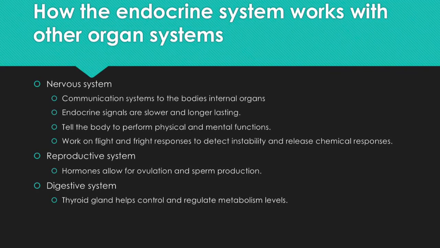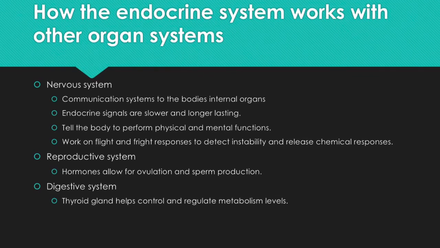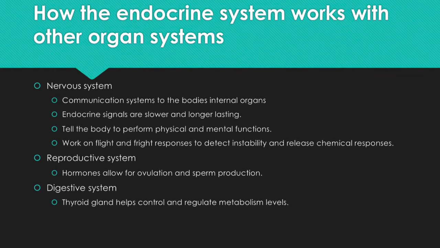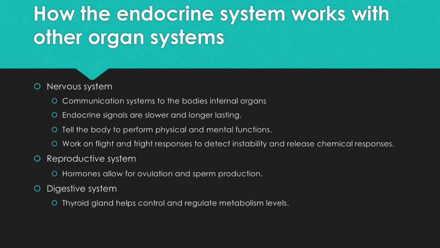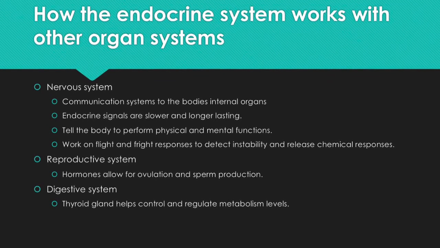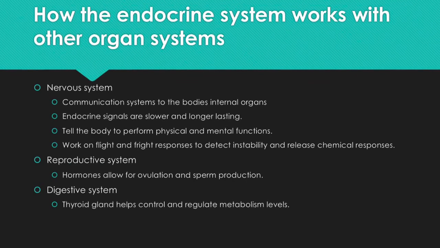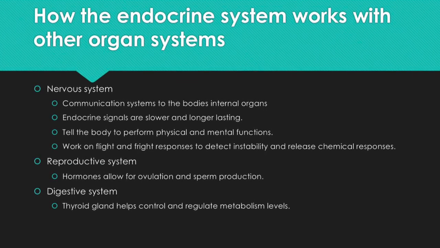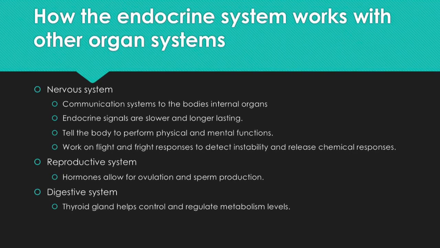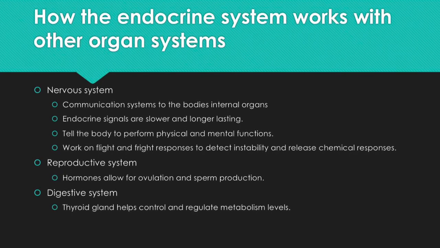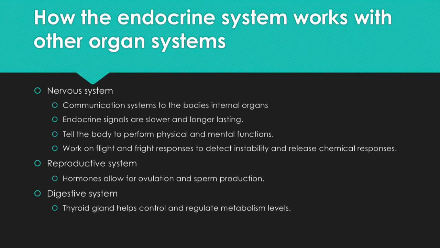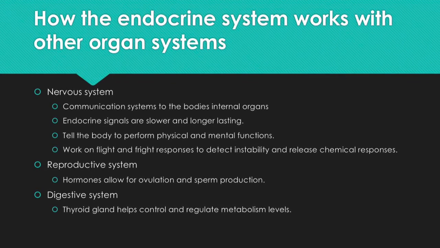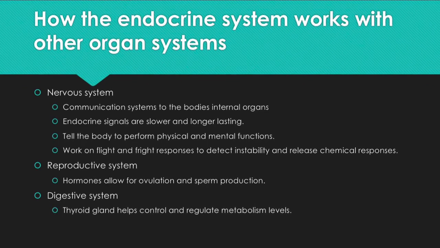They work on fight or flight responses to detect instability in the body and release chemical responses. The endocrine system also works with the reproductive system, as the hormones sent out by the endocrine system allow for ovulation and sperm production. The endocrine system also works with the digestive system, as the thyroid gland helps control and regulate metabolism levels and speed.